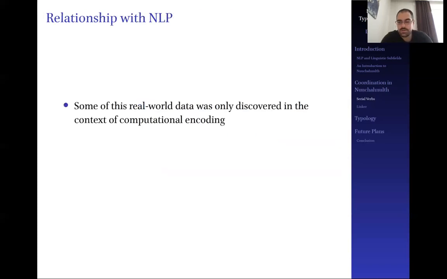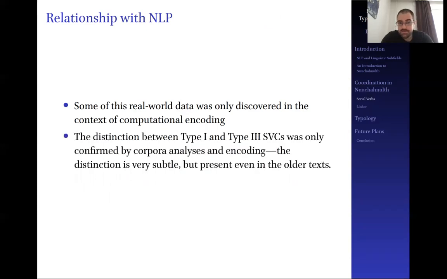What's the relationship with natural language processing? This is a talk about NLP. A lot of this real world data was actually only uncovered in the context of computational encoding. Specifically, the distinction between type 1 and type 3 was only confirmed by corpora analyses and putting the grammatical rules into a computer so that I could parse the different sentences. And that's how I found out there were two different types. The distinction between them is very subtle, but it is present even in the 100-year-old Nootka texts.